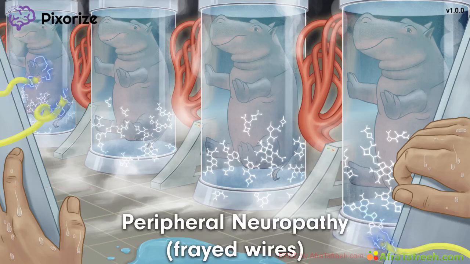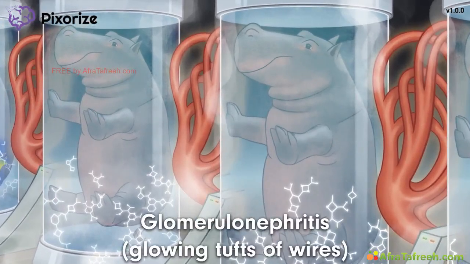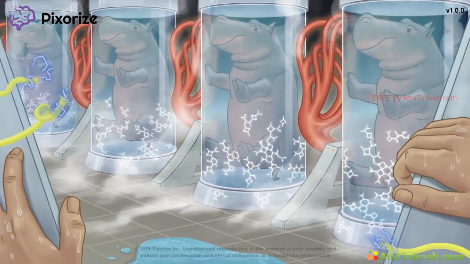Whoa, check out these frayed wires. It looks like one of the wires powering the cryo chamber frayed, waking me up. These frayed wires should help you remember peripheral neuropathy. In fact, peripheral neuropathy is one of the most common symptoms, so don't forget it. Check out those glowing tufts coming out of the cryo chambers. They seem to be feeding the hippos. These weird glowing things can help you remember that mixed cryoglobulinemia causes glomerulonephritis, which is of course due to immune complex deposition in the glomerulus. Glowing tufts for glomerulonephritis. I think I've had enough of this mysterious voyage.